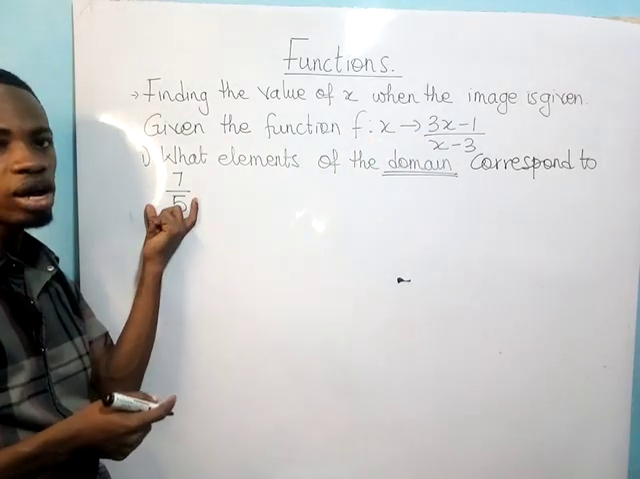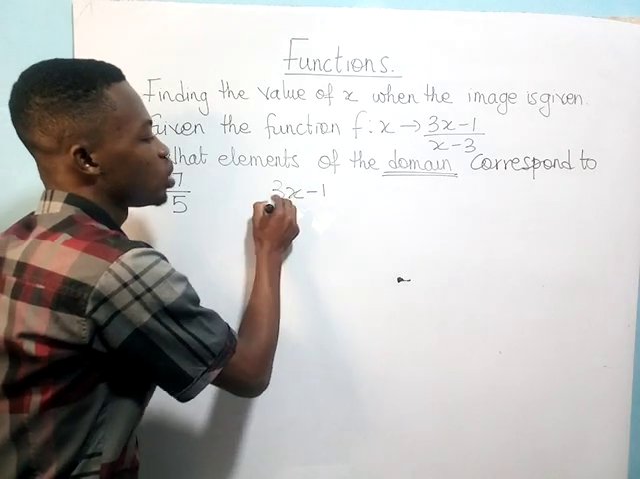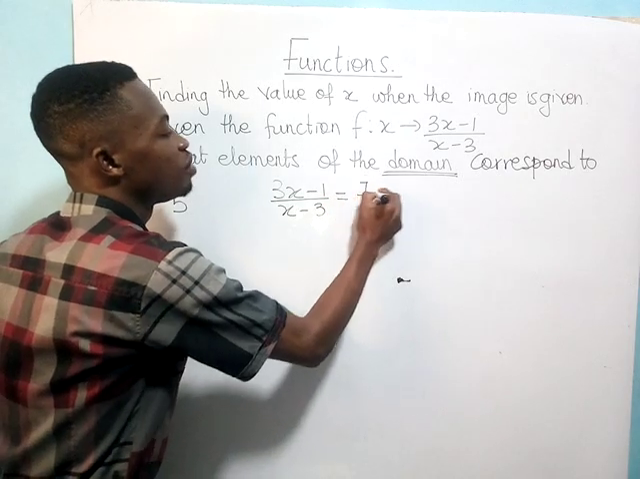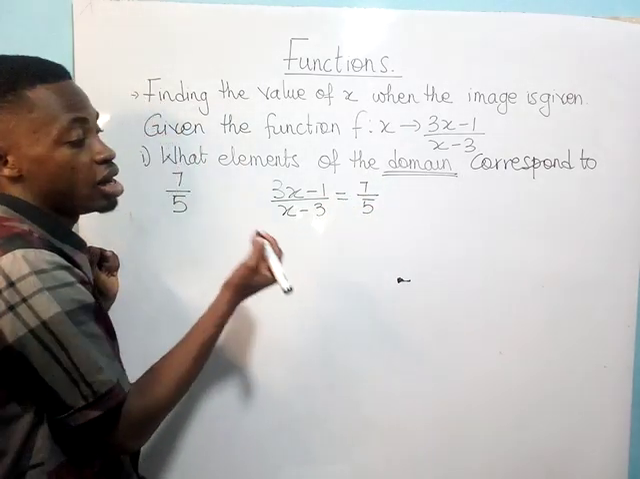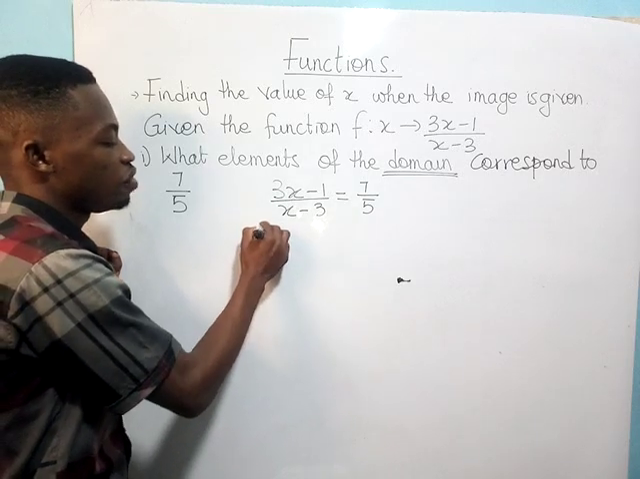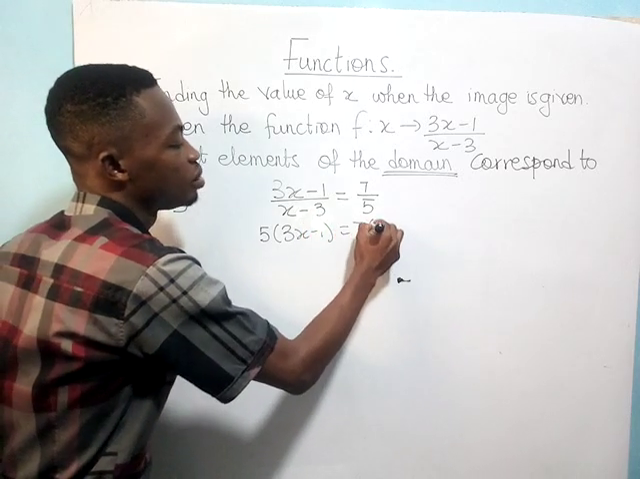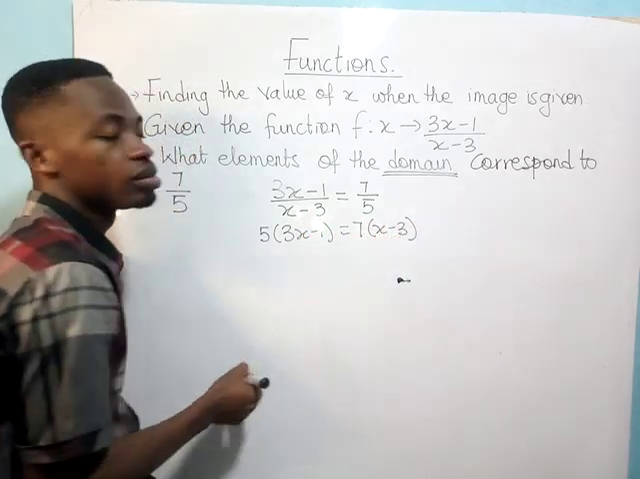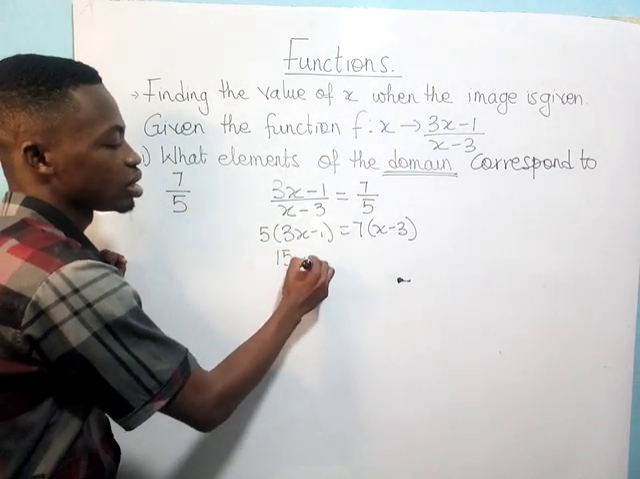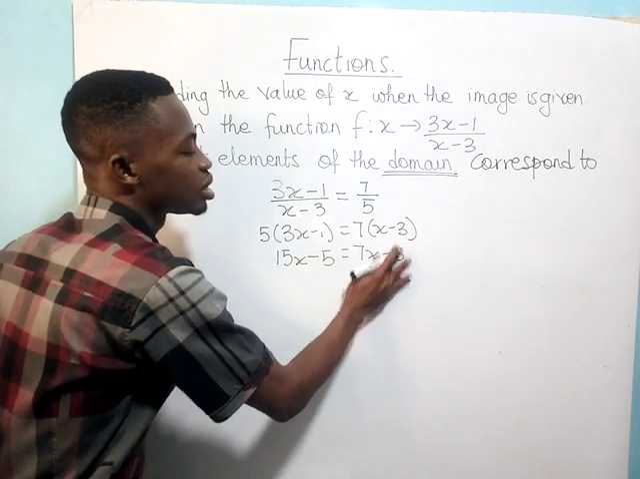This is the value of y. So we are going to have 3x minus 1 on x minus 3 being equated to 7 on 5. The next thing to do is to cross multiply. So here our 5 multiplies 3x minus 1, and our 7 multiplies x minus 3. Now we expand. So we have 15x minus 5, 7x minus 21.